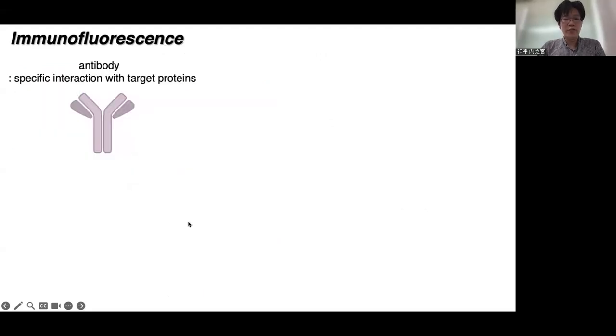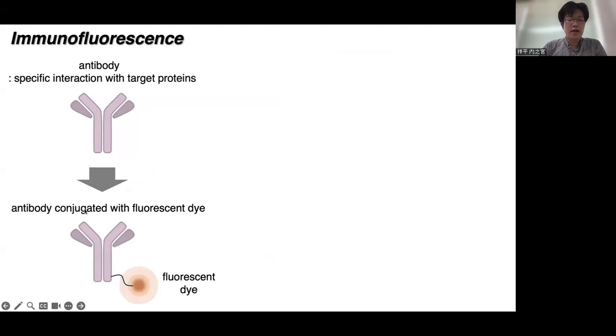Traditionally, and of course this method is also currently a very powerful method, immunofluorescence has been used for selective observation of intracellular proteins. In this method, an antibody, which is a kind of protein that can specifically interact with target proteins, is conjugated with a fluorescent dye. In my previous slide, I explained the probe used in molecular imaging. A probe consists of an interaction part and a detection part. In this molecule, the interaction part is the antibody, and the detection part is a fluorescent dye.